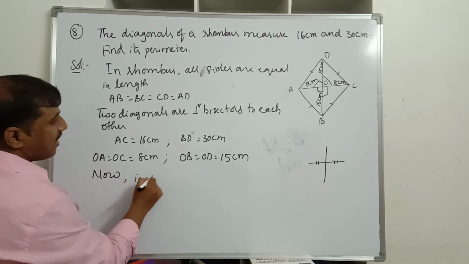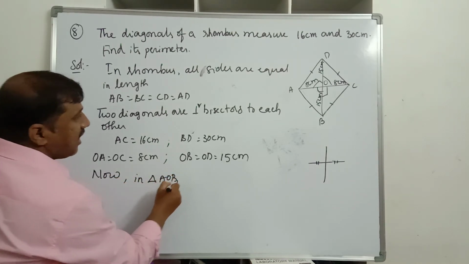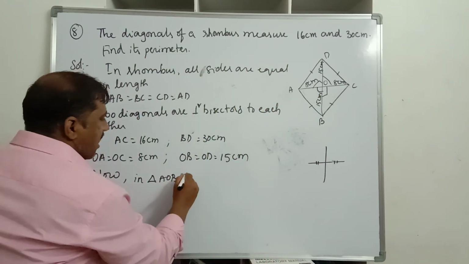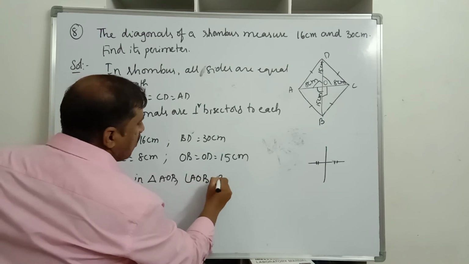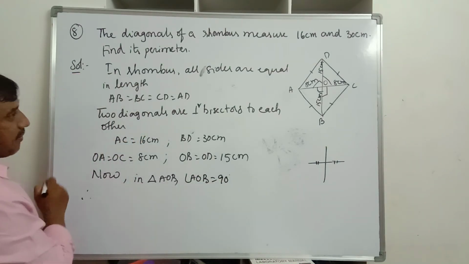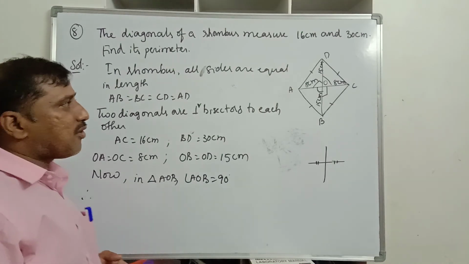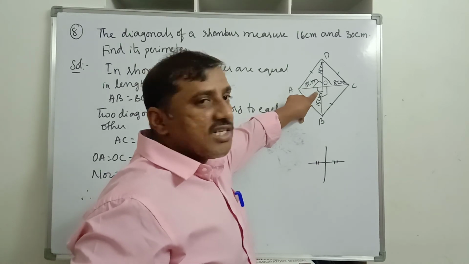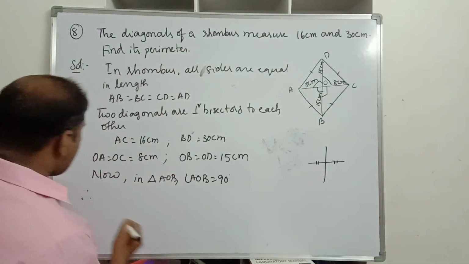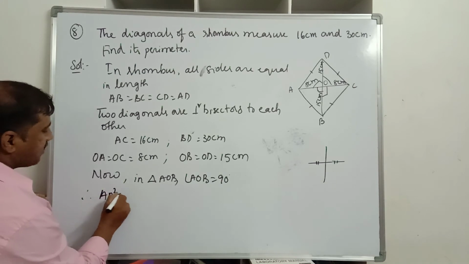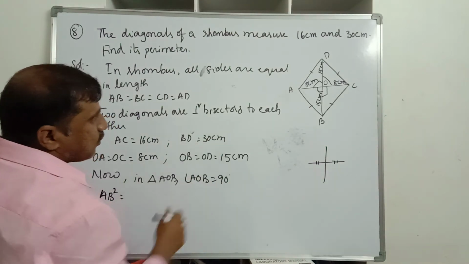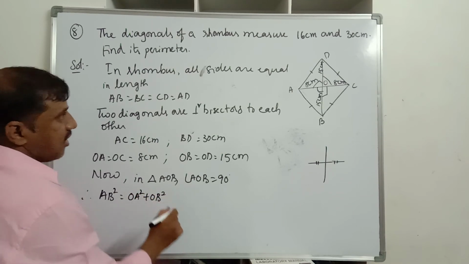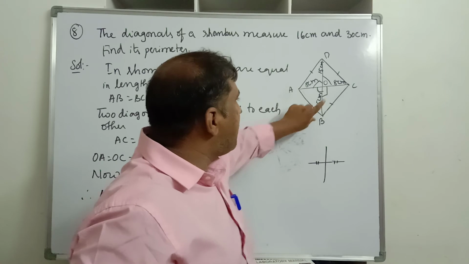Now consider one triangle. Now in triangle AOB, angle AOB is equal to 90 degrees. Therefore, apply the Pythagoras theorem. Square of the hypotenuse. Here AB is the hypotenuse, which is opposite to the right angle. That is, square of the hypotenuse means AB square is equal to the sum of the squares of the other two sides, that is OA square plus OB square.